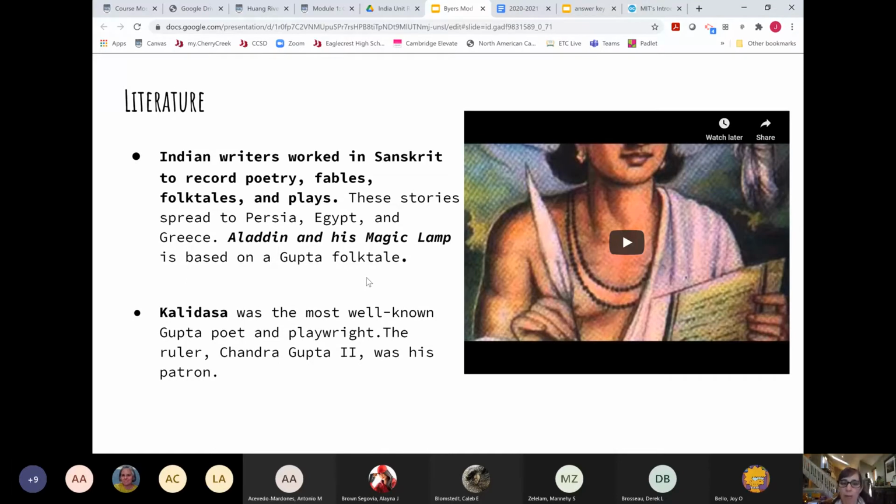So if you've ever heard the story of Aladdin and his magic lamp, it's a Persian story, but it's actually based on a Gupta folktale. So that's all the way from India as well.